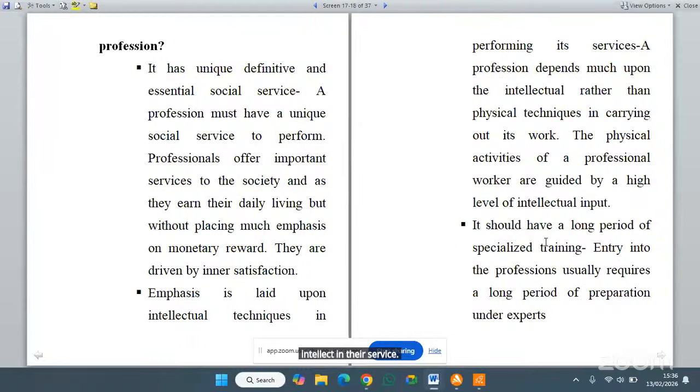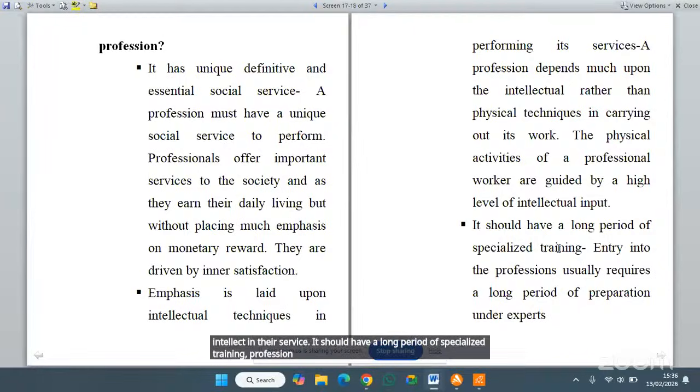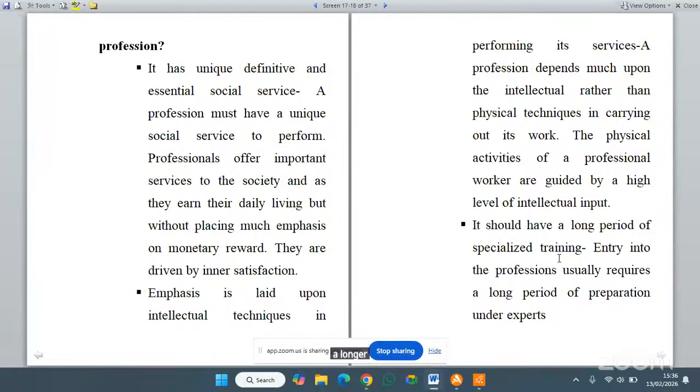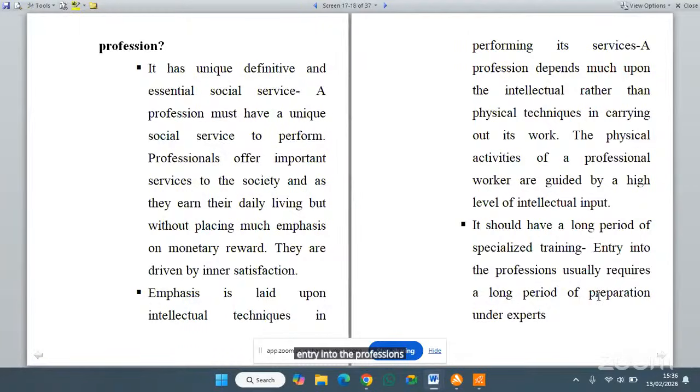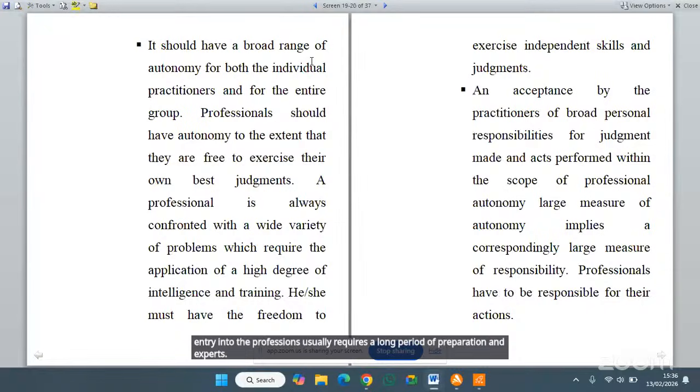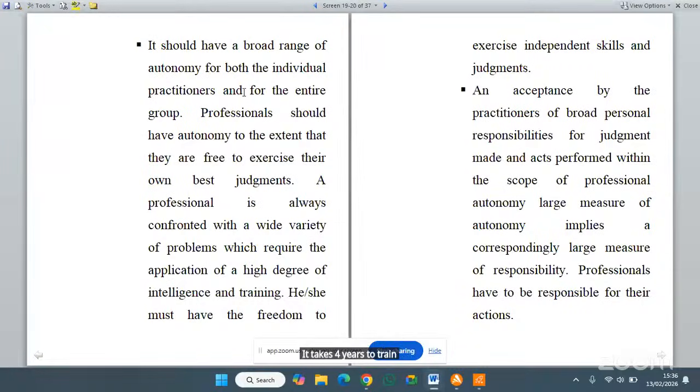It should have a long period of specialized training. Professionals take a longer period to train in a specialized manner for them to qualify in that area. Entry into the professions usually requires a long period of preparation under experts. It takes 4 years to train a teacher in this country. It takes 6 years to train a doctor. How long does it take to train a pharmacist?